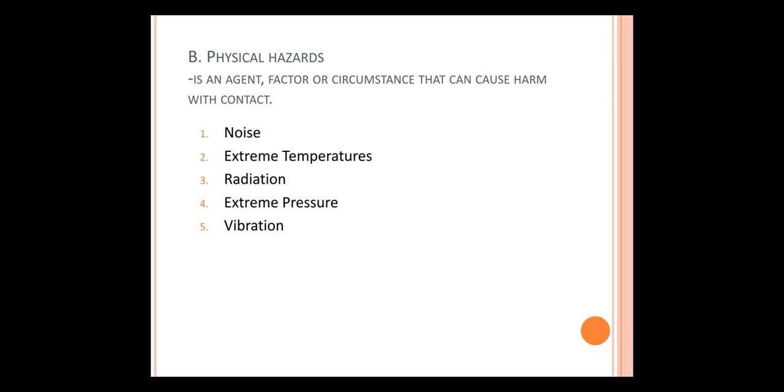Physical hazards. A physical hazard is an agent, factor, or circumstance that can cause harm with contact. They can be classified as a type of occupational hazard or environmental hazard. Physical hazards include noise, extreme temperatures, radiation, extreme pressure, and vibration hazards.